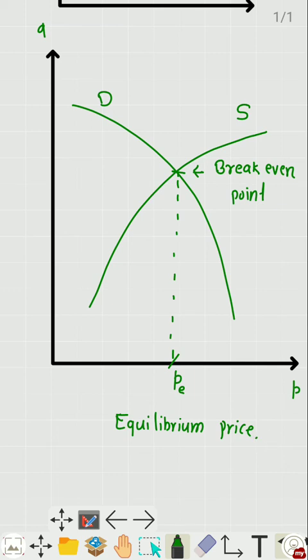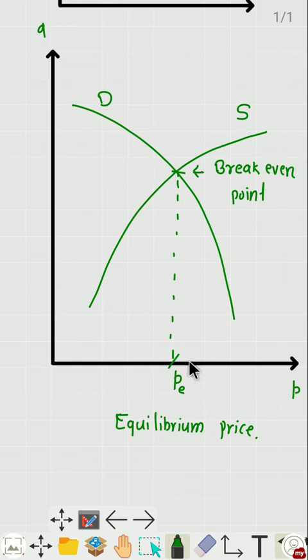So the point of intersection of the demand and supply curves represents the specific price PE at which demand and supply are equal. This point is called the break-even point or equilibrium point. The corresponding price at which this point occurs is called the equilibrium price and is denoted by PE.